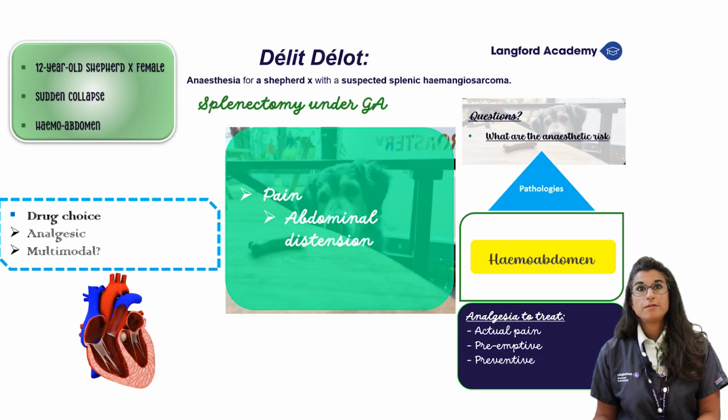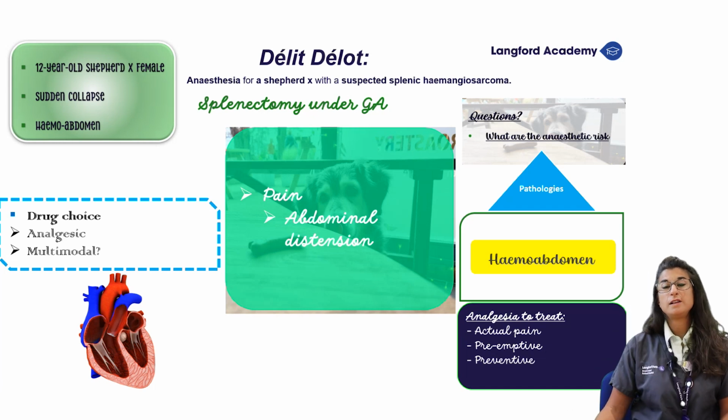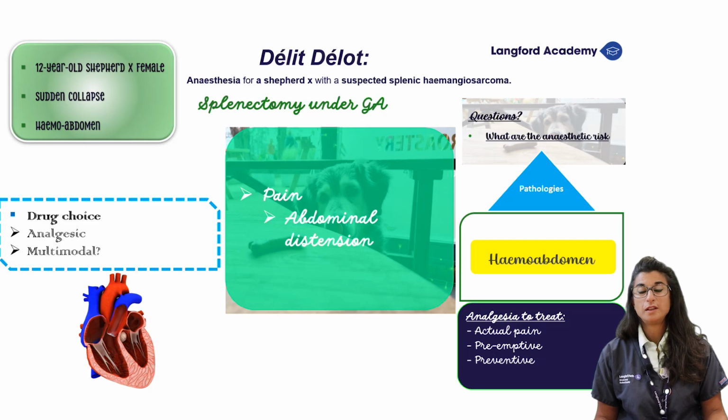Again, she's at risk of pain because of abdominal distension. So you want to provide drugs with analgesia and multimodal effect. So just a little reminder: when you treat pain, you want to think about treating the actual pain and preempt and prevent the pain that the patient might sustain during the procedure and after the procedure.